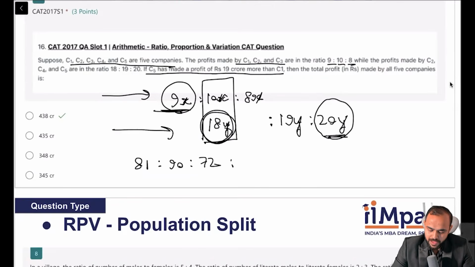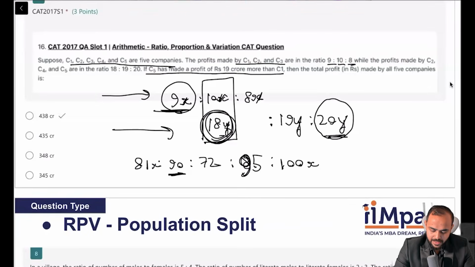Correct? So 5 into 18 will give me 90, which I have already taken care of. This becomes 80, this becomes 19 into 5, that is 95, and this becomes 20 into 5, that is 100. These are the ratios that I am given. And now I can find 18x, 100x.